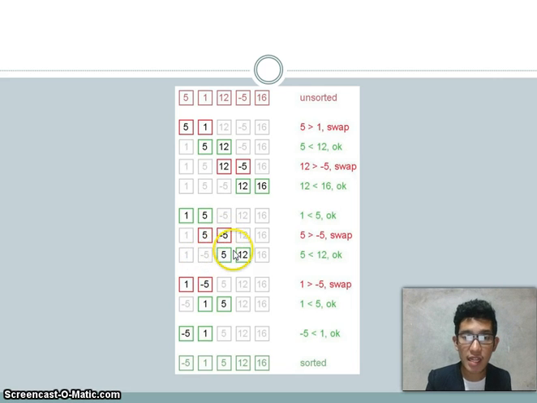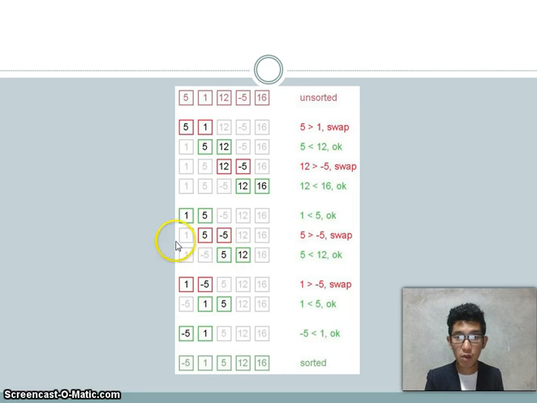So, titingnan natin, i-check natin. Yung 1 tsaka -5, hindi pa siya sorted. Yung -5 and 5, sorted na siya. Yun na yun. Sorted na siya. Yung 5 and 12, sorted na siya. Then yung 12 and 16, sorted na siya.